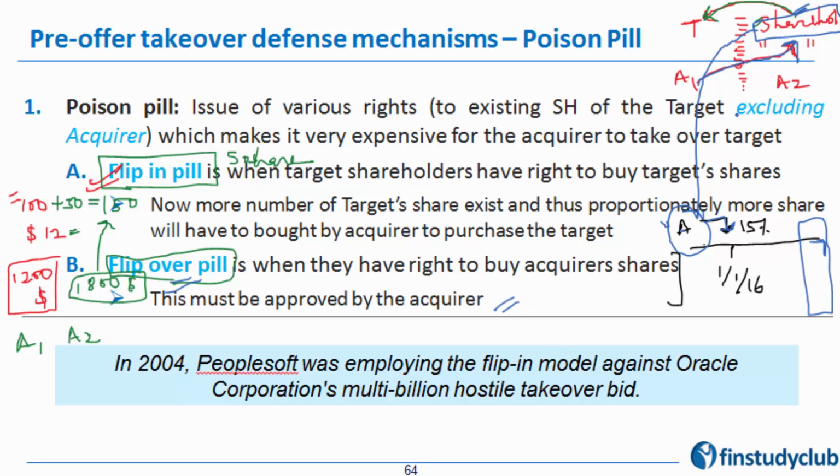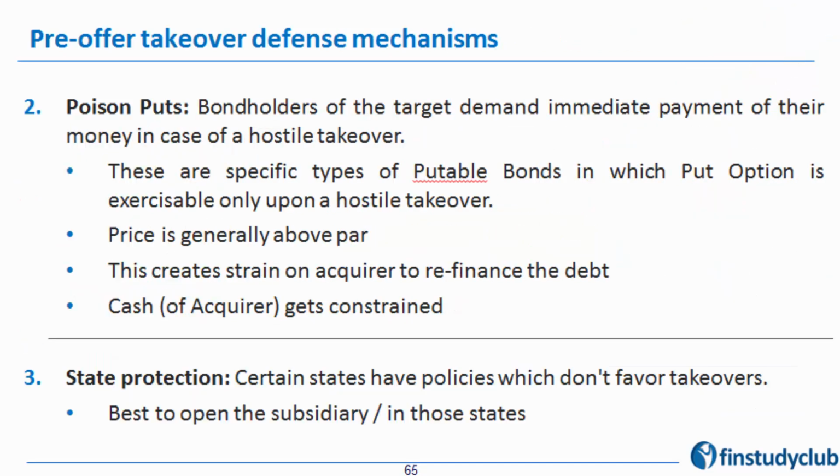So what it will do is, the shareholders are going to become the opinion makers of A. They will vote against this acquisition in A's AGM, and therefore it will deter A from acquiring the target. So these are a lot of mind games that happen, and these are all precautionary measures. Okay, so let's say in 2004, PeopleSoft, one of the leading companies then, was employing a flip-in model, which is more common, against Oracle, one of the IT giants, to avoid a multi-billion hostile takeover bid. Very, very interesting aspect.